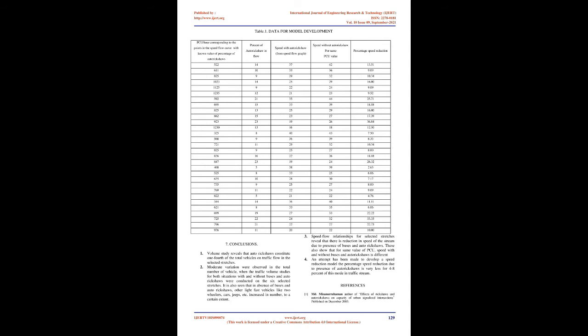From the figure it is clear that as the percentage of autorickshaws in the total traffic mix increases, the percentage speed reduction also increases. It can also be noted that the reduction in speed will be negligible for 8% of autorickshaws in the stream. Such plots are made for the 5 selected roads. The plots of motorized conditions show that the stream speed with autorickshaws is less than that without autorickshaws for all the stretches. Thus it can be said that the speed of fast-moving vehicles gets reduced with the presence of autorickshaws.